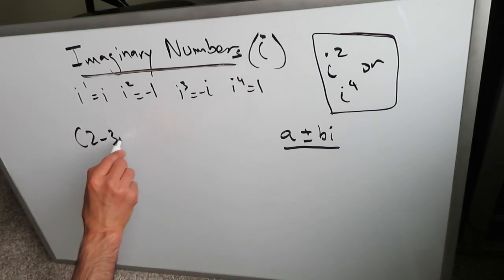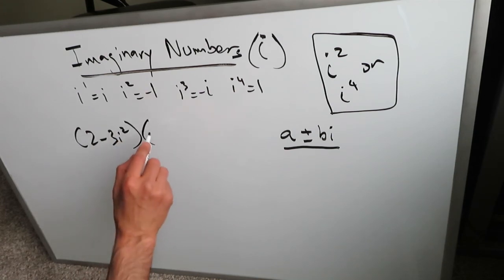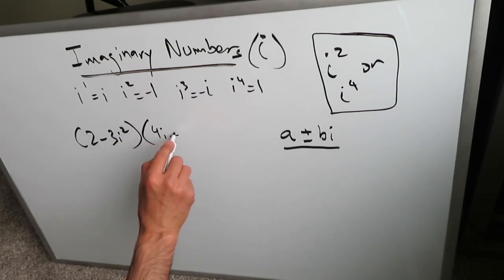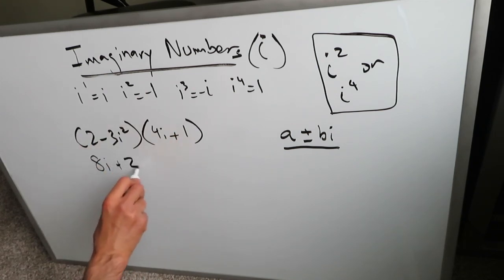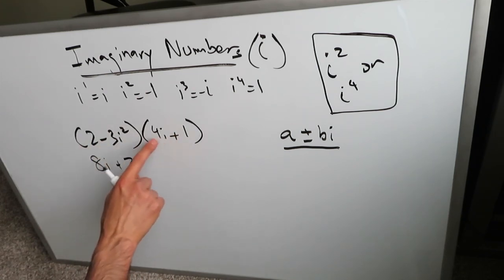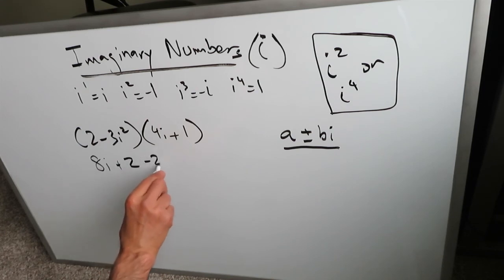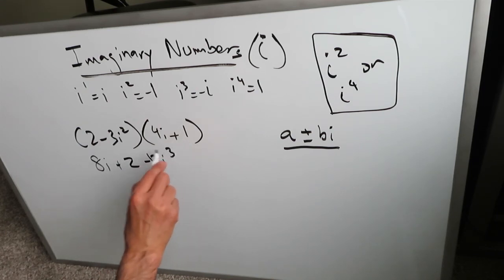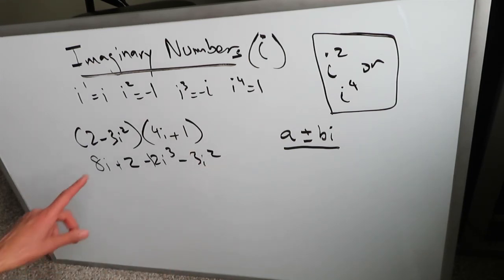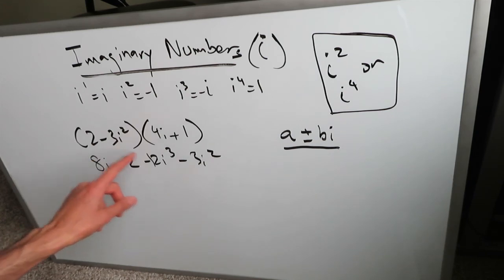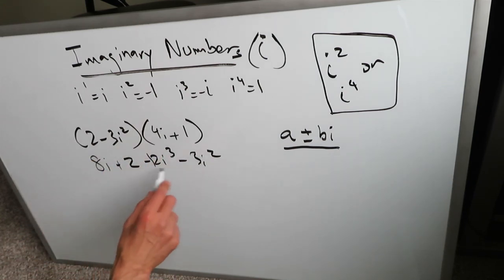2 minus 3i square, right? And then 4i plus 1. We'll use the FOIL method here and start solving it out. 2 times 4i is an 8i. 2 times 1 is a plus 2. Minus 3i square times positive 4i is a minus 12i cube. And then you have a minus 3i square. You have 2 things over here which have to be simplified. Whenever the power of the imaginary number is larger than 1, you've got to simplify it. So let's simplify these 2 items.